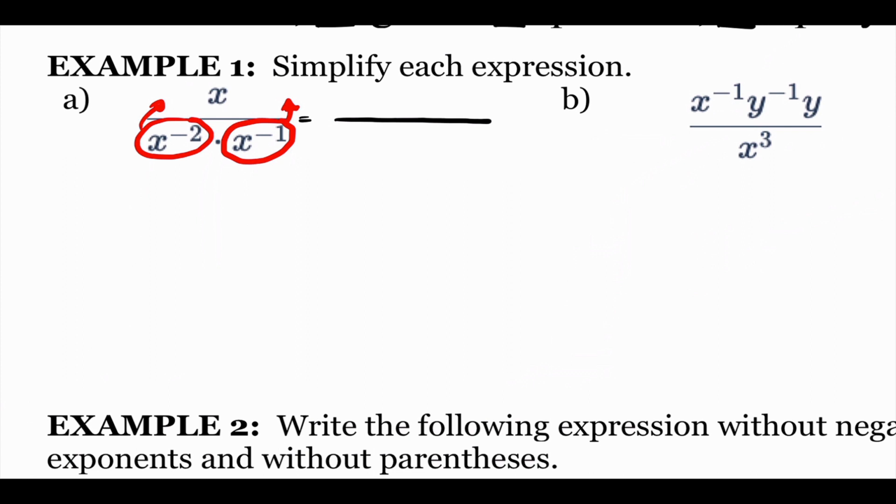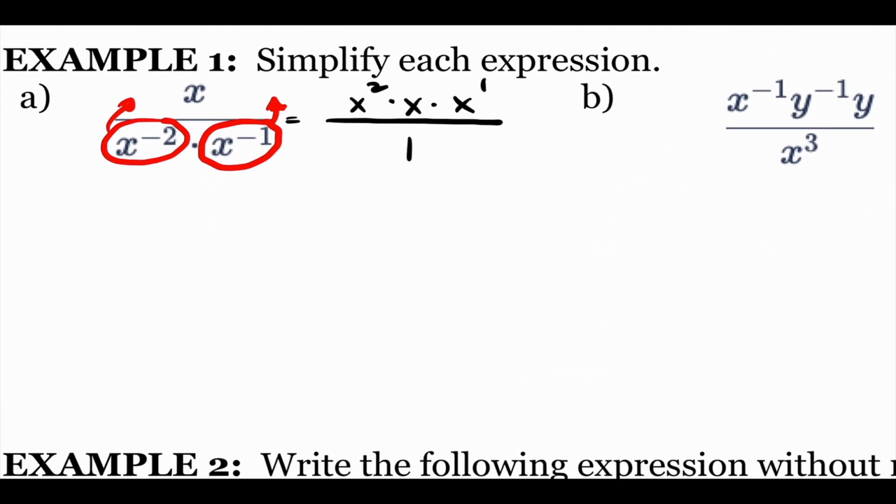So when I move it, it becomes positive. So x to the negative 2 becomes x squared. There's already an x there, so I have to keep that there. And then x to the negative 1 becomes x to the positive 1. What's left on the bottom? 1. Now, if there's a 1 left on the bottom, do you have to write it? No, you don't have to write it. Okay? All right, so no more negatives, no parentheses, no negatives.